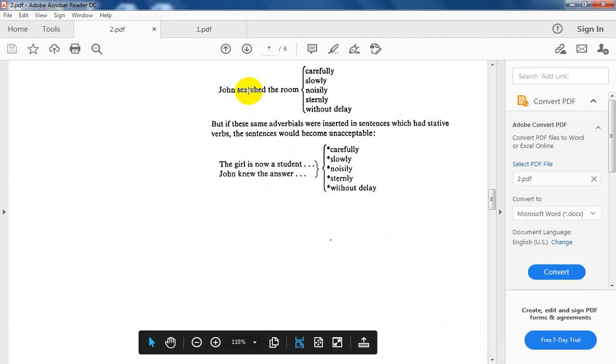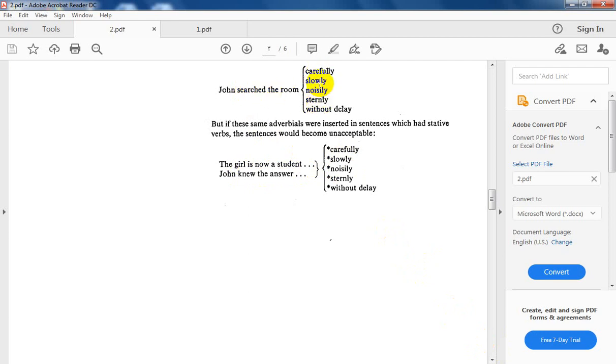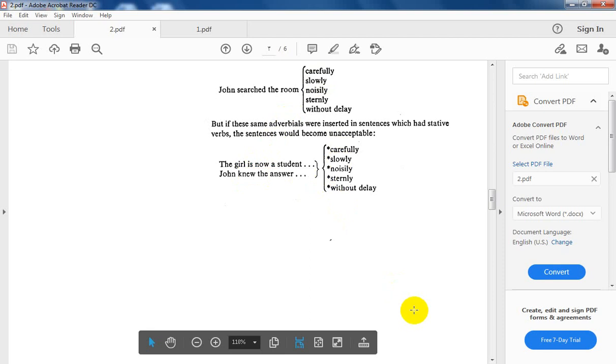You see now, I have a dynamic verb with a dynamic adverb. I have no problem at all. They are completely acceptable. But here I have a stative verb with a dynamic adverb. It is what? Unacceptable at all.